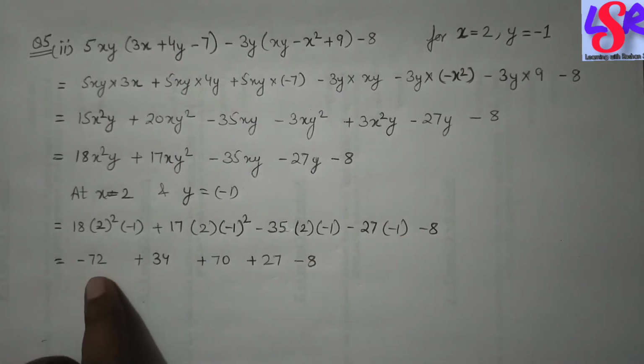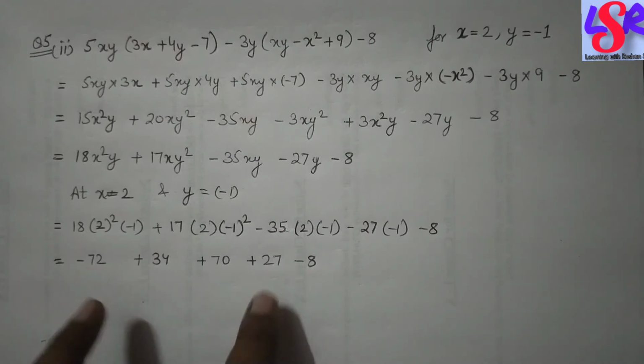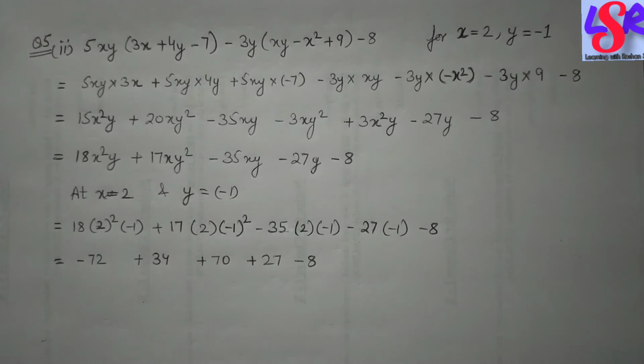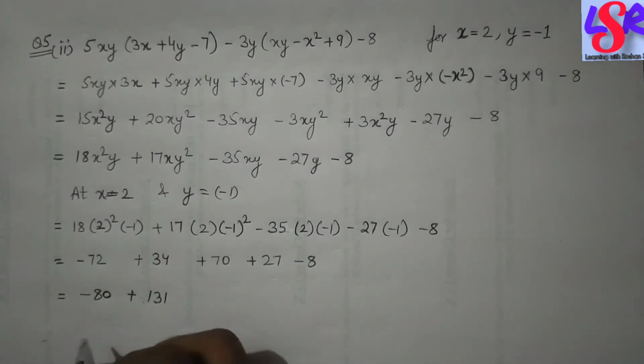Now we are going to just add these two terms and then these three terms, and then after that we are going to subtract it. And here we get this. Now on solving this, we will be having 51 as answer.